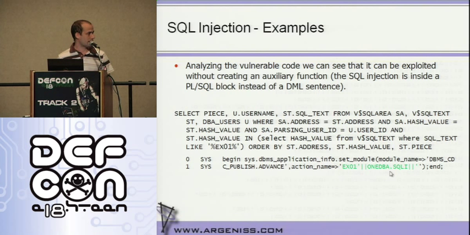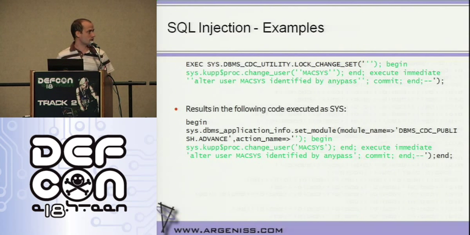Here in green, I can see that the parameter I insert is used here. As we can see, there is a begin and an end. So we can just close this stored procedure call with a parenthesis, and with a semicolon we could add other statements without the need of calling an auxiliary function. So here is how we could exploit this in a simpler way.